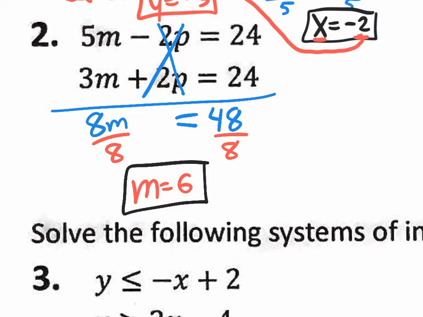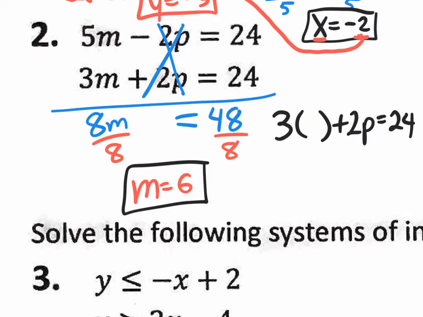Plug it in. Which one do you want to plug it into? Bottom one looks good. So let's rewrite the bottom one. 3m, I want to put parentheses, plus 2p equals 24. That's what it says right here. 3m plus 2p equals 24. And of course, instead of m, I put parentheses. Why? Because I know that m is 6, and that 6 is going to go right in there.